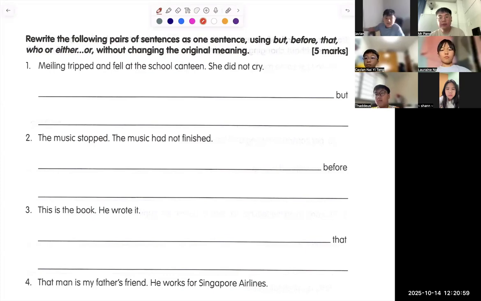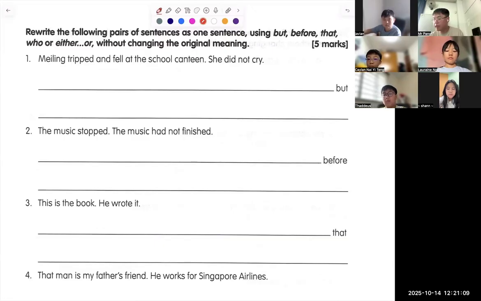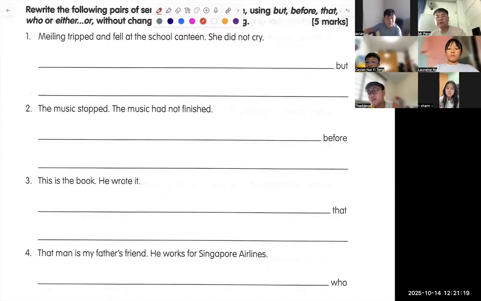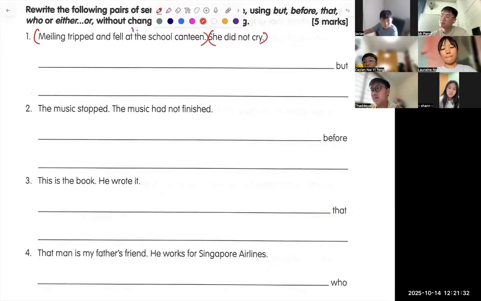Dylan, can you try number 1? Ian, can you try number 2? Eric Sher, can you try number 3? And Yan Liang, can you try number 4? Okay. So I'll give you a bit of time to look at it. Number 1, when you're ready, please go ahead. Mei-Ling tripped and fell at the school canteen. Okay. Label 1. And she did not cry, label 2. Good. And then? The full sentence is Mei Ling tripped and fell at the school canteen, but she did not cry.